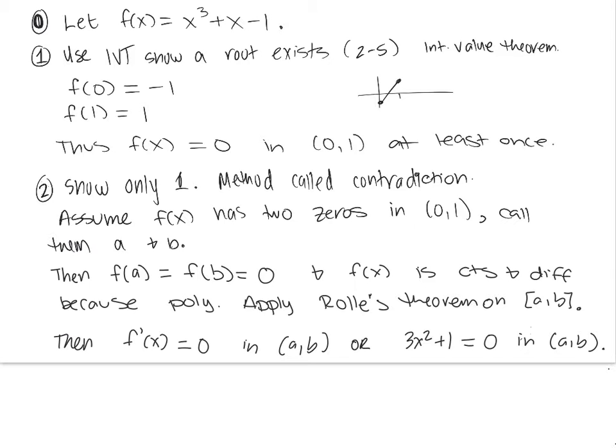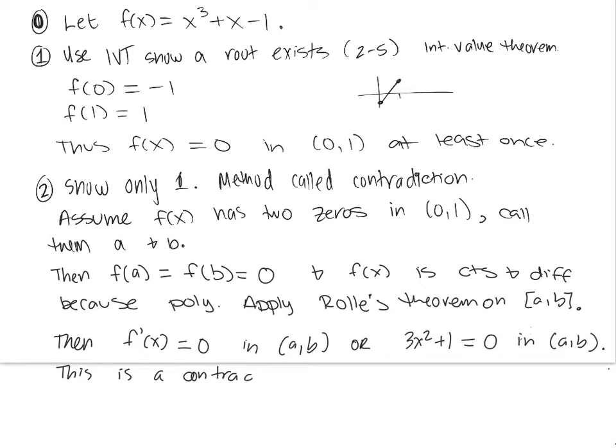Can 3x squared plus 1 equal 0 for any real numbers? If you solve that, what kind of answers are you gonna get? What's it called when you get i's and things? They're called imaginary answers.